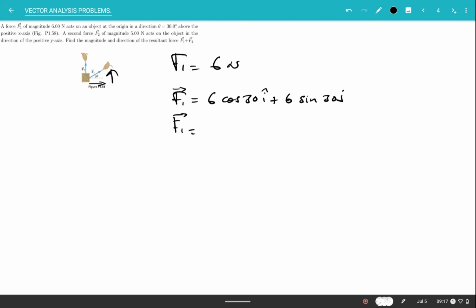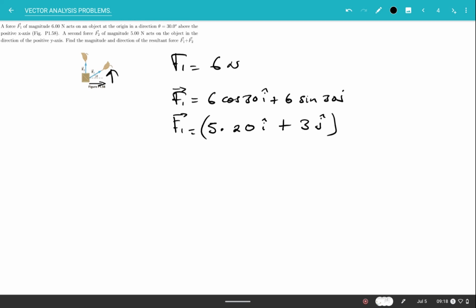So you get your calculators, do 6 times cos 30, you get 5.196. So I'll be rounding off to 2 decimal places. So you have 5.20 in the i. Then you do 6 times sine 30 and you get 3. So this will be plus 3 in the j. So these are the components for F1.